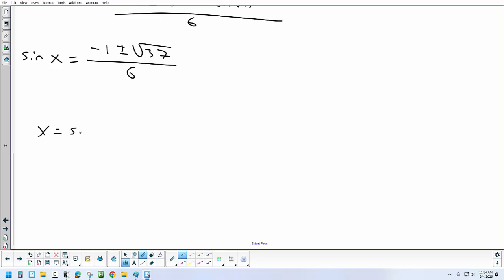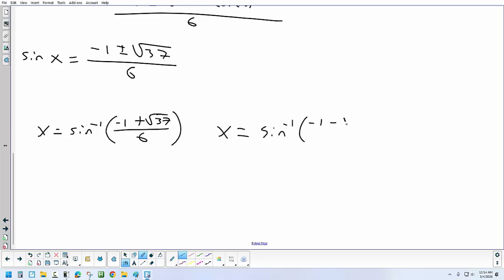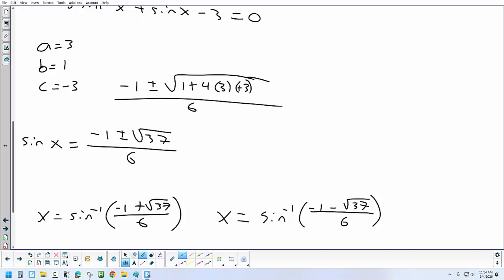So x equals the inverse sine of negative 1 plus root 37 over 6. And x equals the inverse sine of negative 1 minus root 37 over 6. So now let's think of what kind of number this is. Let's look at the plus first. What kind of number is negative 1 plus root 37 over 6?